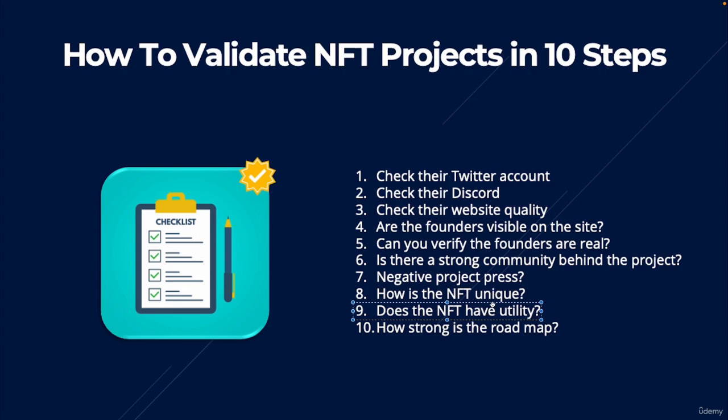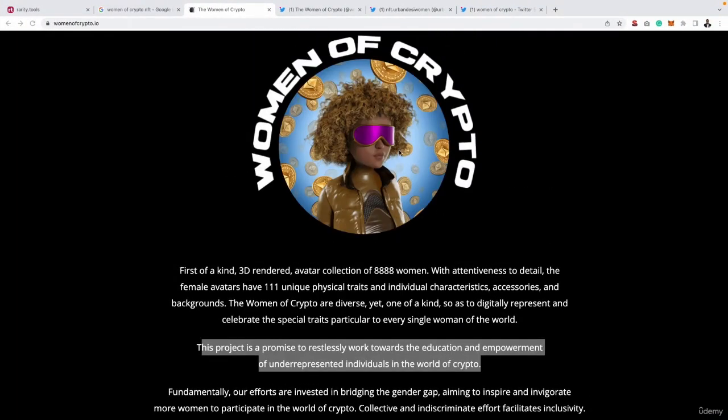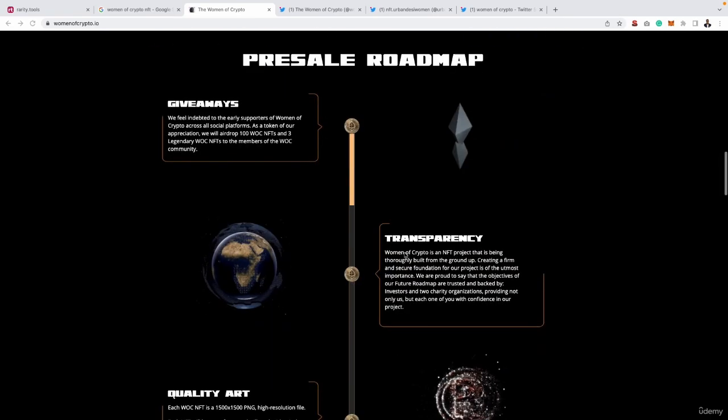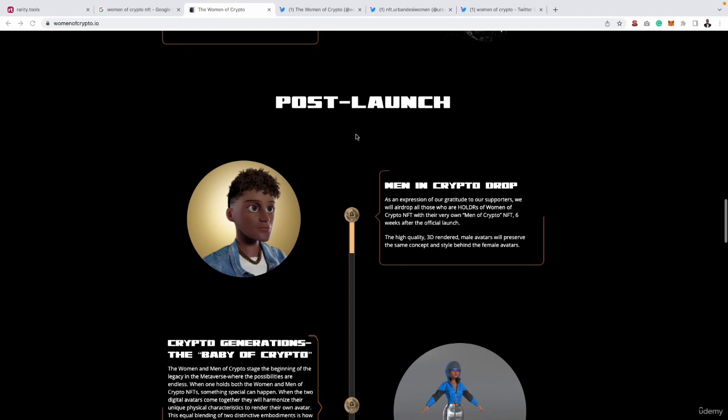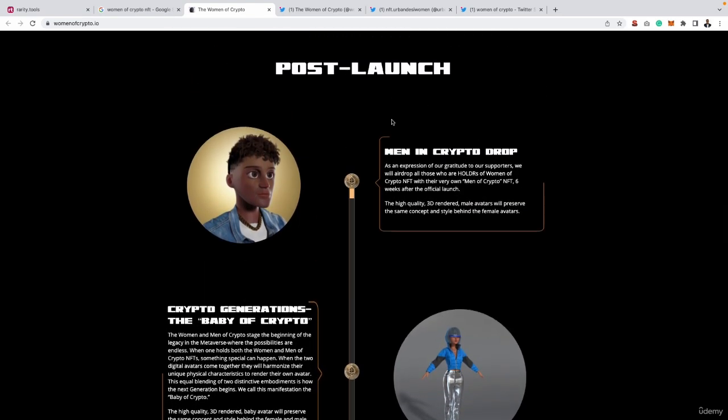Number 9, does the NFT have utility? So are we literally just buying one of these NFTs and that is that? Well, no, we are not. If you remember from the roadmap when we scrolled down earlier in the last video, we can see that after the launch, post-launch, once you get your Women of Crypto, in 6 weeks' time, you're going to get this Men of Crypto. And if you hold that as well, you'll get a Baby of Crypto. So there's a whole roadmap and it's all really well thought out.